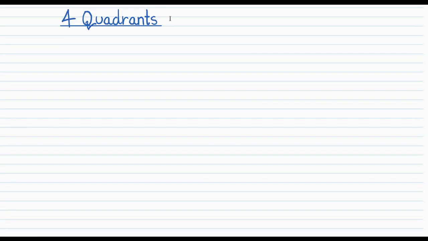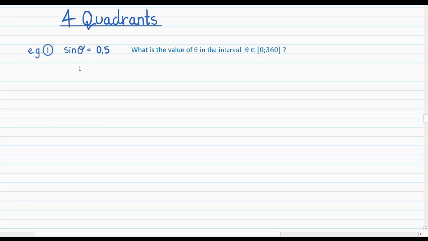4 quadrants are a very useful tool for determining what different angles would be the solutions for a specific trig function. I'll explain the idea using an example. Say you're told that sine theta is equal to 0.5, and then you're asked what is the value of theta in the interval of 0 to 360 degrees.